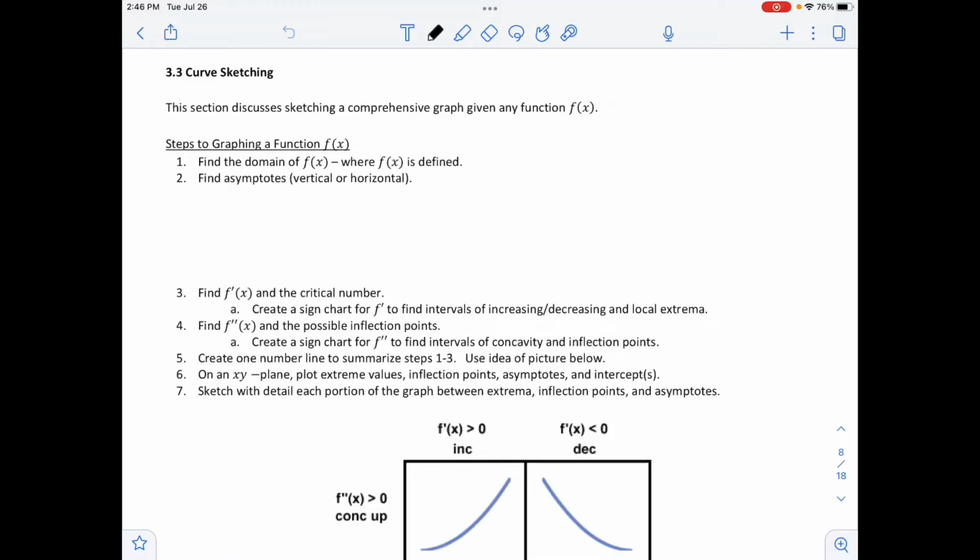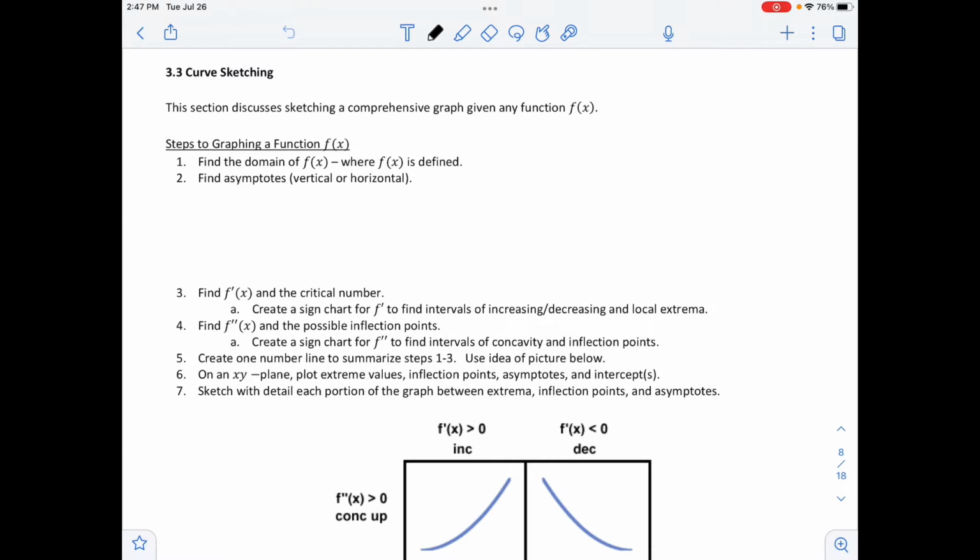We are in section 3.3, curve sketching. This section discusses sketching a comprehensive graph given any function f of x. Steps to graphing a function f of x. First thing is to find the domain of our function. This is where f of x is defined.